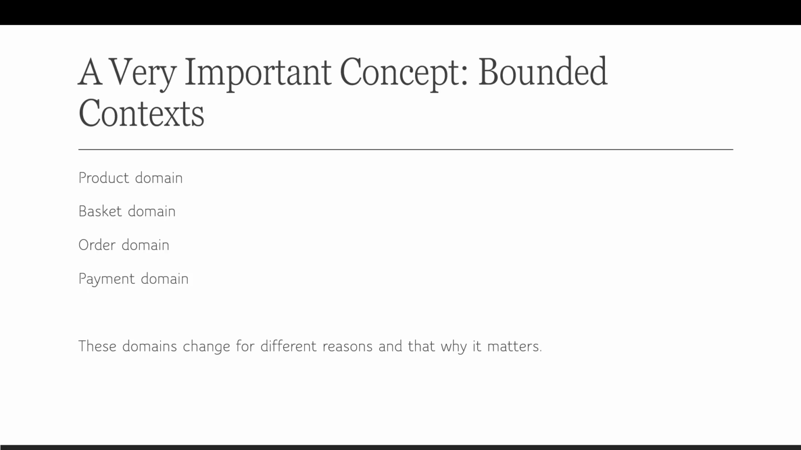A very important concept in microservices is the bounded context. We need to identify the domains and how we can segregate or separate those domains. We have a product domain, an order domain, a payment domain, and a basket domain. These domains change for different reasons. They are somehow interrelated, but they could be scaled differently. Payments have a separate domain. Payment integrations might be very different if a new payment integration comes. There is no reason for changing the product domain as well. So this is the reason we are trying to segregate things.